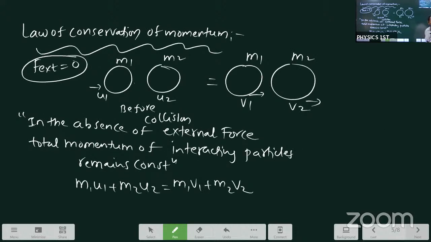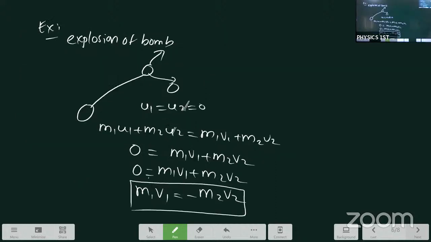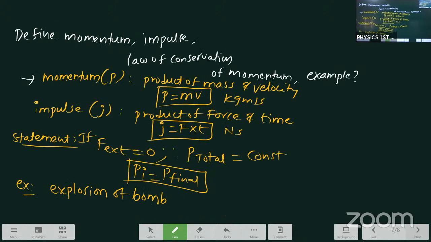Law of conservation of momentum: in the absence of external force, total momentum is the same. The total momentum of interacting bodies remains constant in the absence of external force. External force zero, momentum constant. Example: explosion of a bomb. Write it as a side heading. A bomb after explosion breaks into two pieces that move in opposite directions. You read this in VSQ: two pieces move in opposite directions because of the law of conservation of momentum. This is question number 2 from this class.